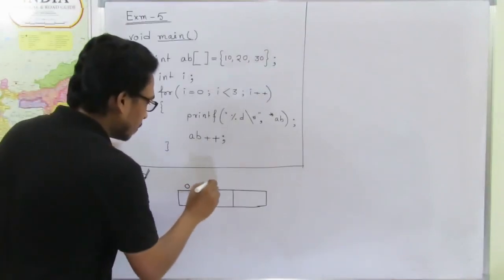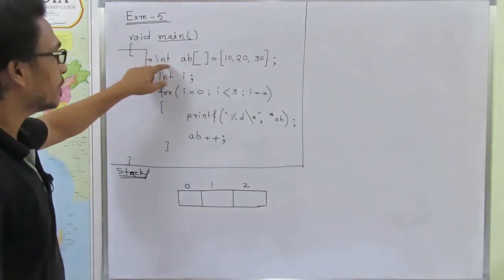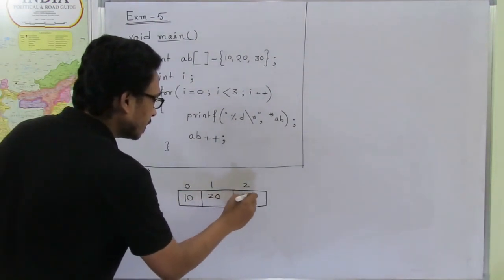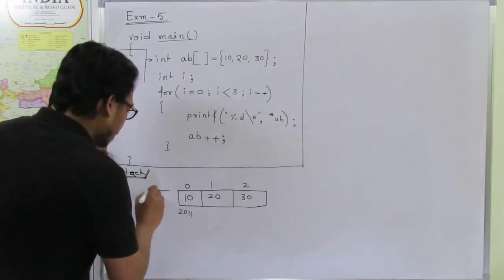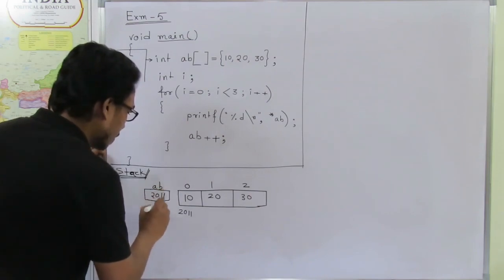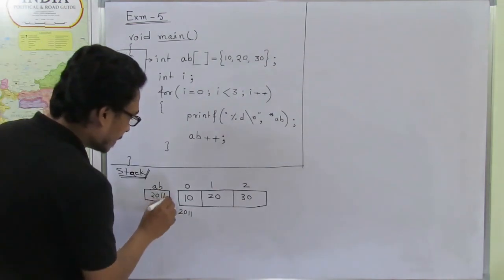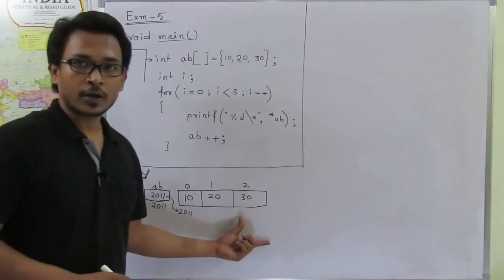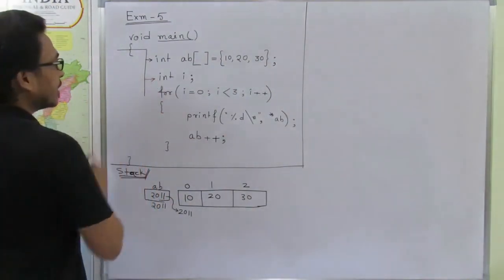The index will be 0, 1, 2 because here only 3 elements are specified in this declarative statement. Now the first element will be 10, second element 20, third element 30. The base address let's consider is 2011, and AB, that means our array name, will contain the base address 2011 and the address of AB will again be 2011. That means this AB will be pointing to the base address of this memory block. Clear?